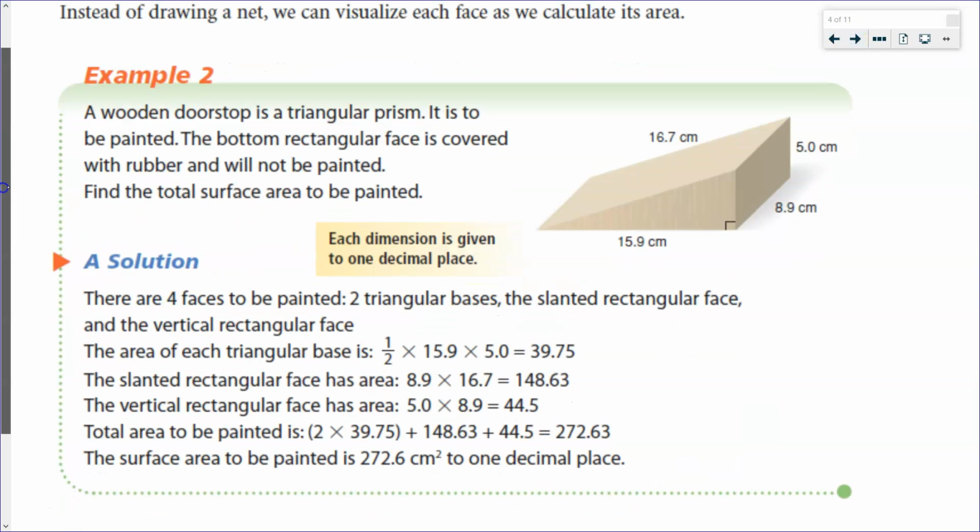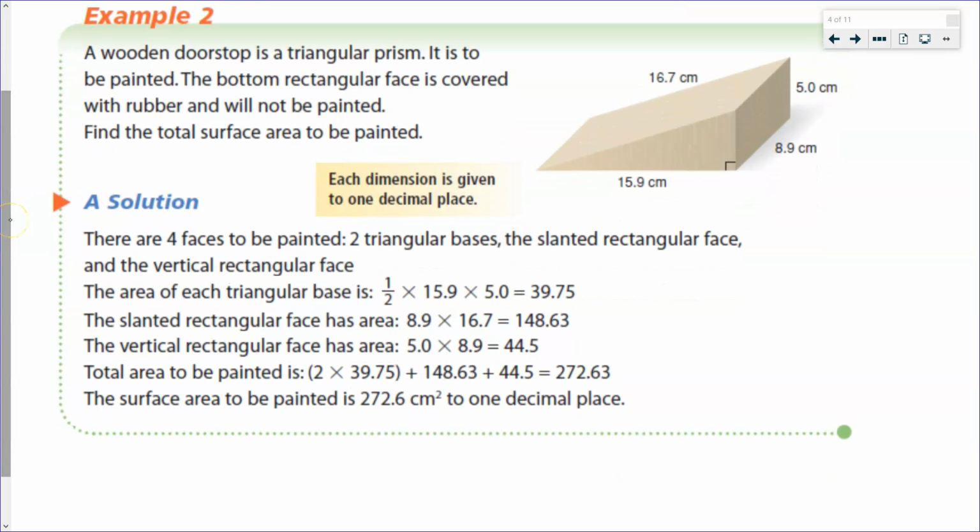Okay, here's where we're trying to get. So we've got a prism. The dimensions are given to 1 decimal place, all of these. Okay, and because it's given to 1 decimal place, that's what we're going to round to. That's kind of going to be our rule of thumb. So there's 4 faces to be painted. A wooden doorstep is a triangular prism. It's to be painted. The bottom rectangular face is covered with rubber, so underneath here, and will not be painted. So find the total surface area to be painted. So there's 4 faces, right? 1, 2, 3, and then the other side over here that need to be painted.